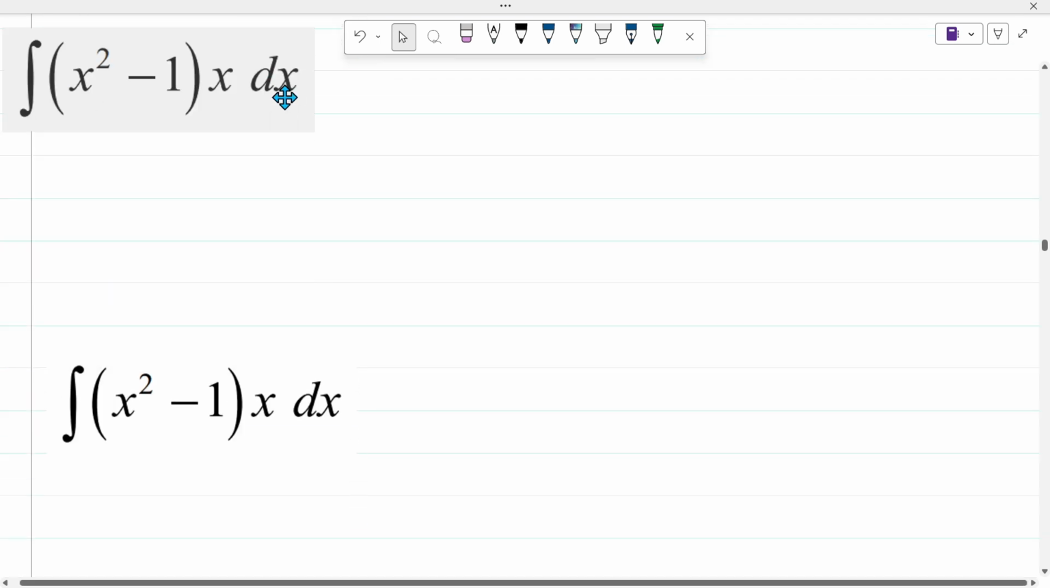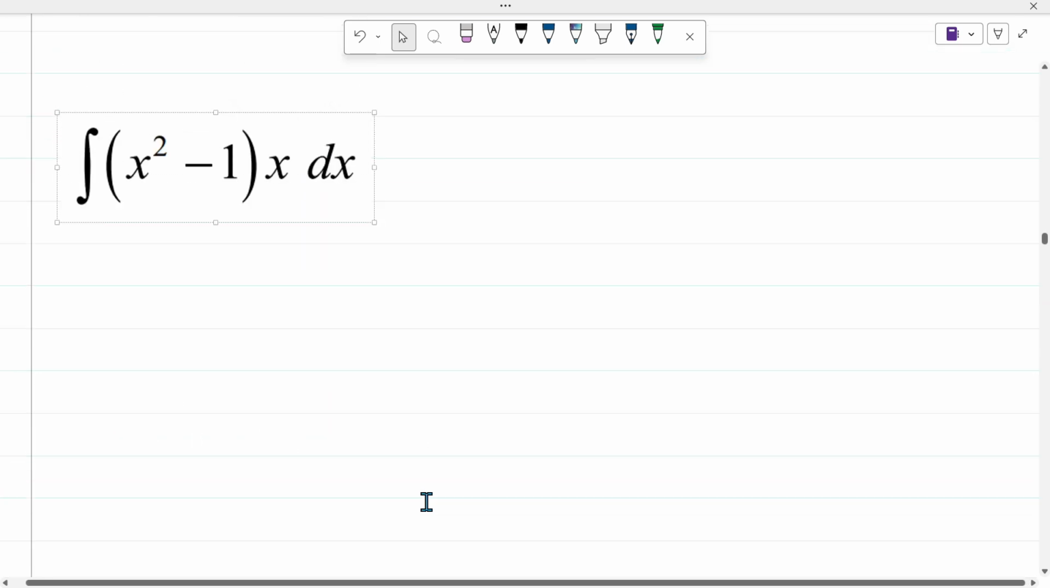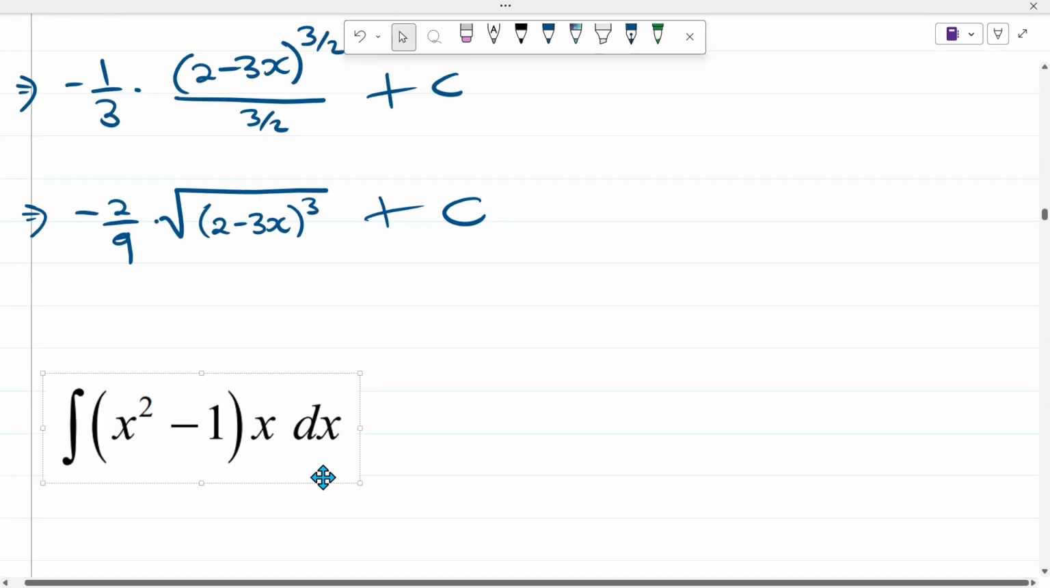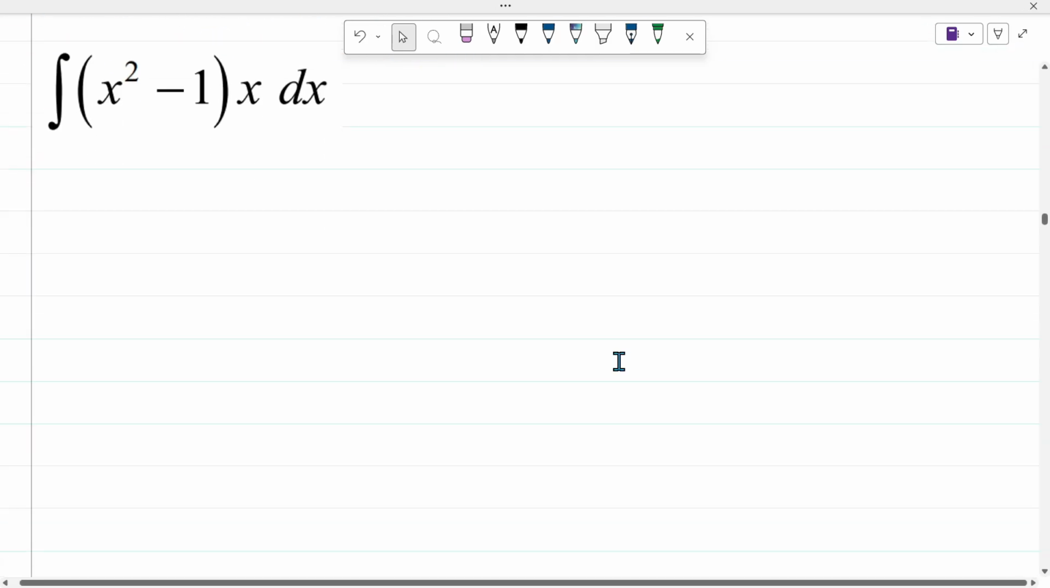So we now have this integral of, I'm just checking this up, sorry. So we now have the integral of what? We now have the integral of x squared minus 1 times x dx. We're going to do the same thing. Can we simplify this? Yes, we can just multiply out, and then we get our thing. So let's just do it.